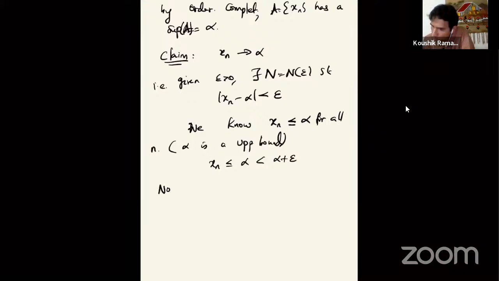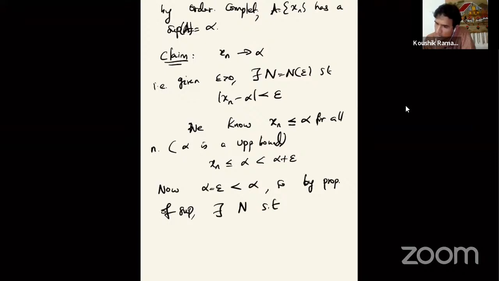Now, alpha minus epsilon is strictly less than alpha. So by the property of supremum, there is some capital N such that x capital N is bigger than alpha minus epsilon, right? If you give me something smaller than the supremum, I can always find an element of the set which lies above it. But xn is supposed to be an increasing sequence.